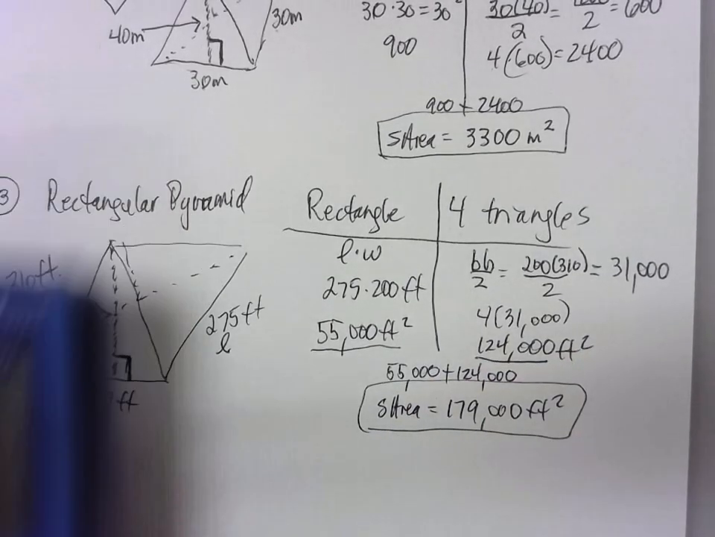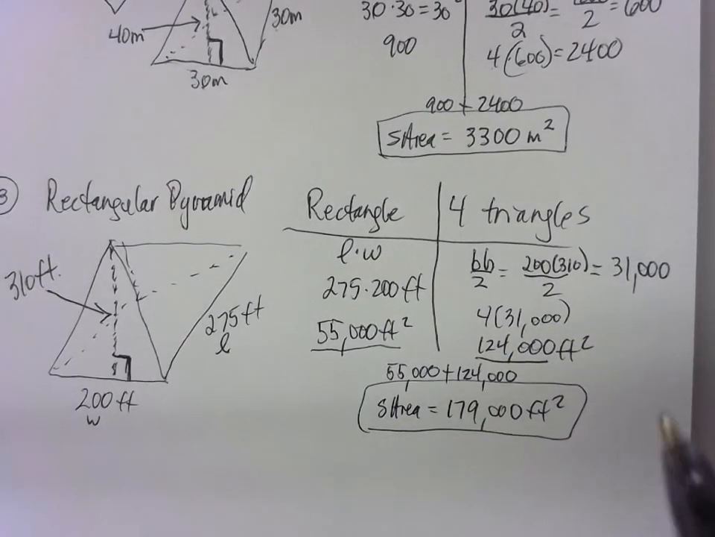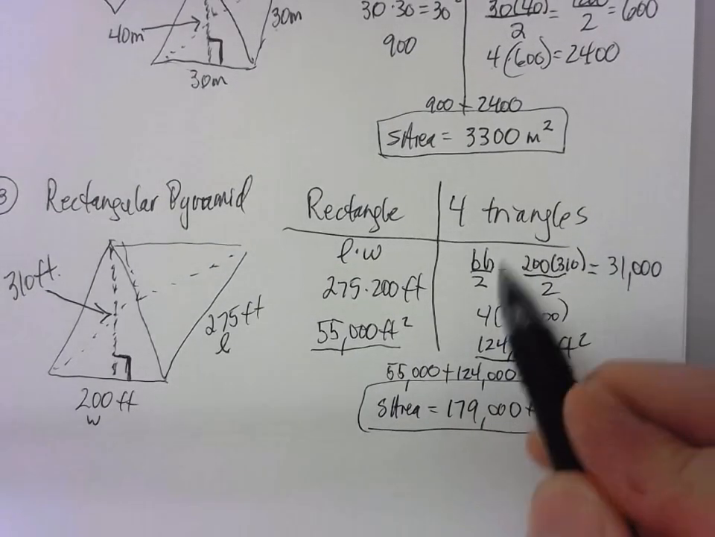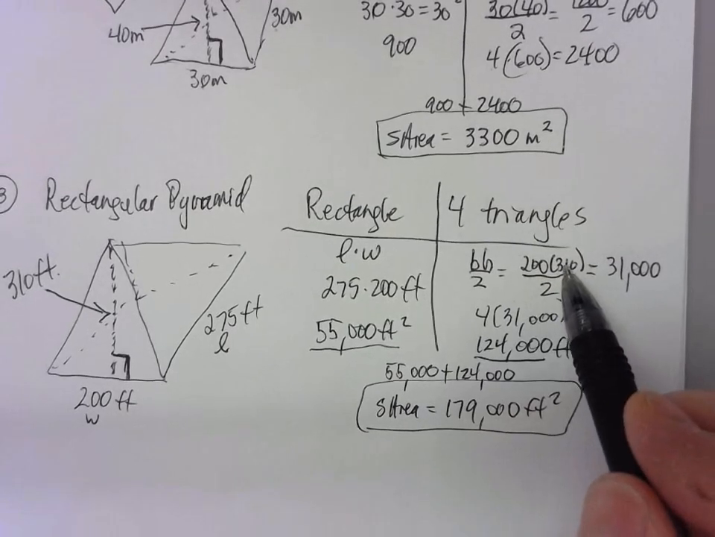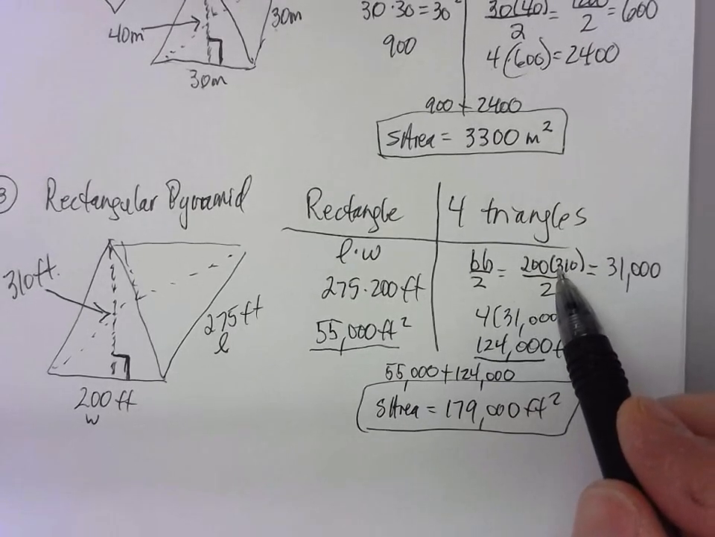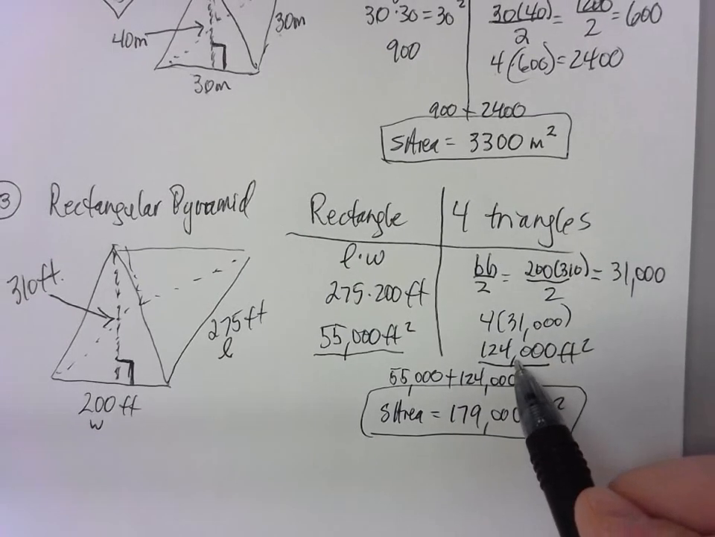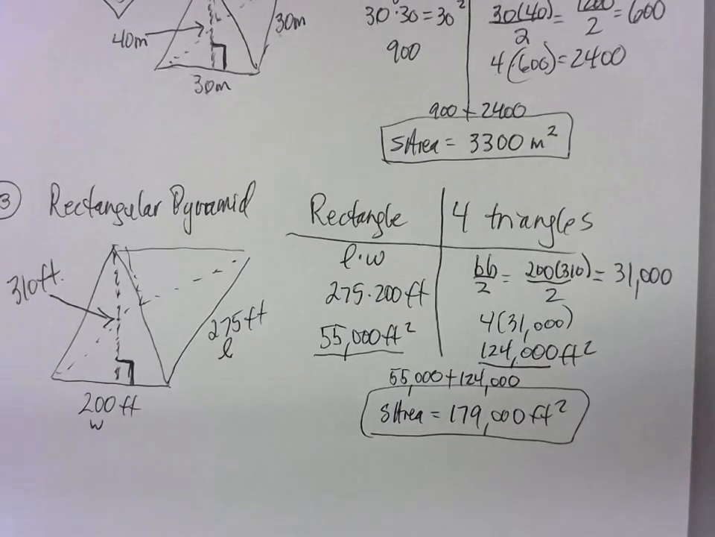Okay. So now, again, for you really smart people, you'll know if you do 200 times 310, that would give you 62,000. And then if you take 62,000 and just multiply it by 2, that would give you all 4 of the triangles. So that's all right.